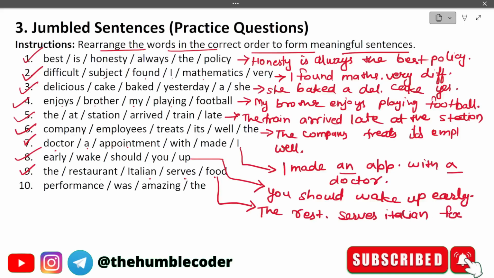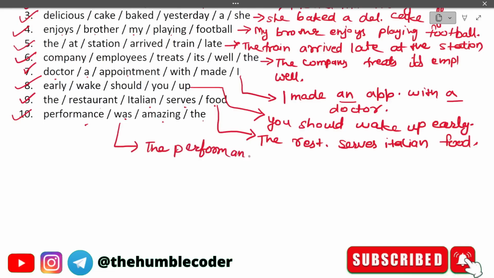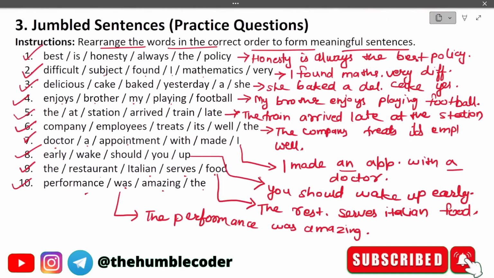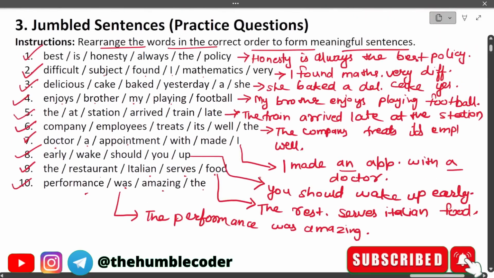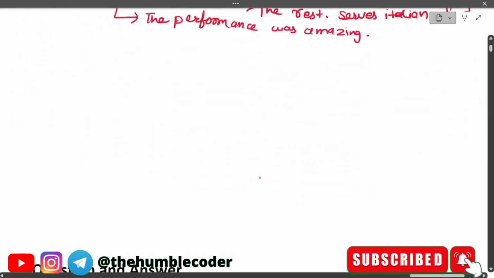Okay, moving on to the next one now, which is the 10th one. The question is performance was amazing. The correct answer for this will be the performance was amazing. Okay, so guys, we have practiced 10 questions on jumbled sentences. In these questions, what we needed to do was rearrange the words in the correct order to form meaningful sentences. I hope practicing these questions has given you a better idea of how to solve these questions in your actual examination.